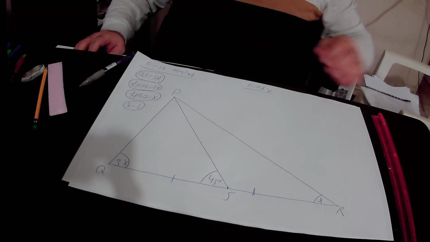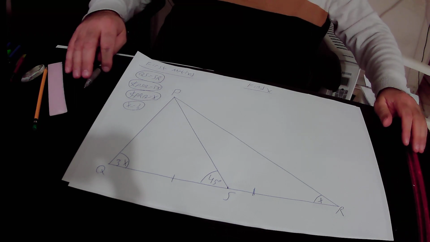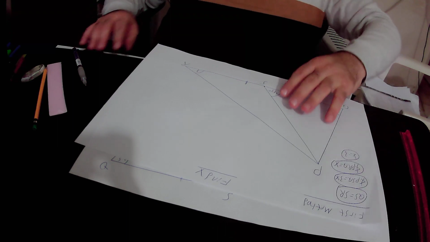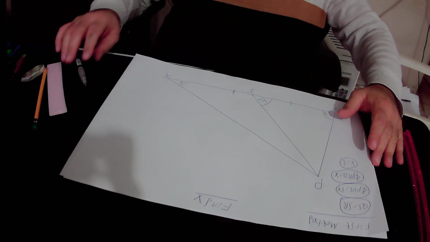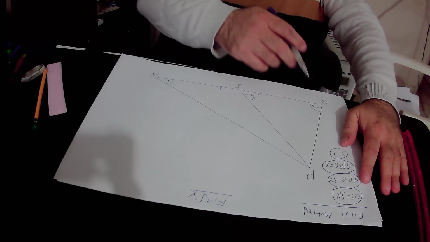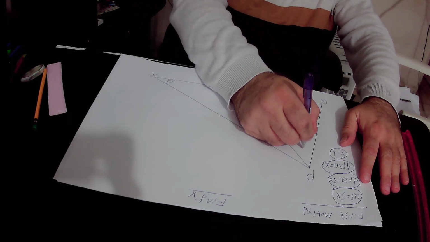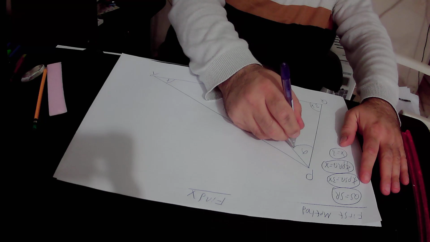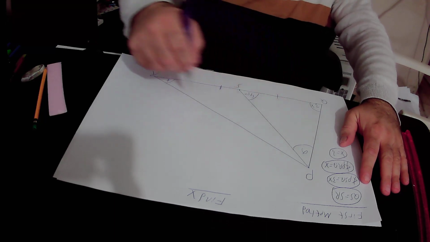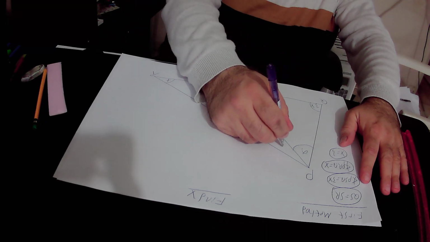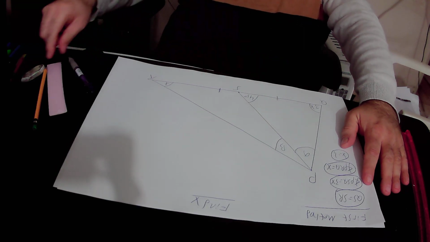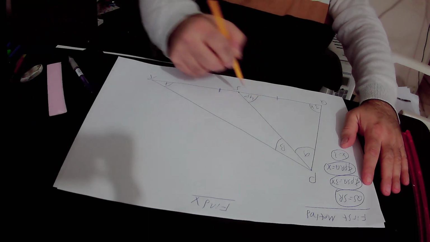So we'll start with the first method. In the first method, we will define angle QPS as alpha and angle SPR as beta, and we will find out the value of angle PSR.